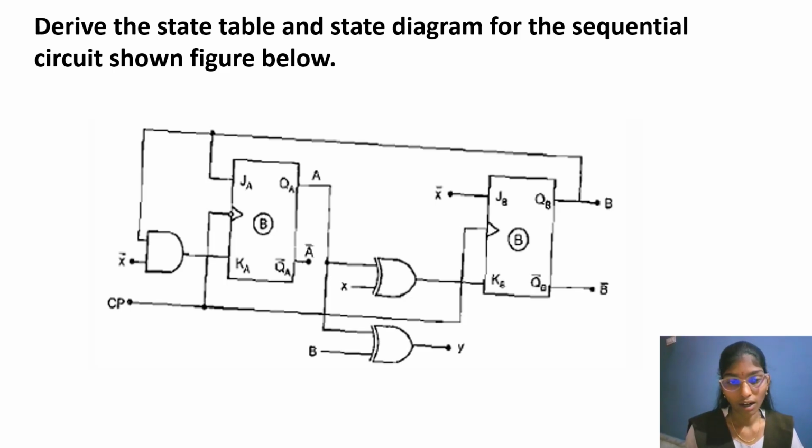To understand the analysis, we will discuss one example: the state table and state diagram for the following sequential circuit. Here, the circuit output depends on the present states only. If the output depends only on the present state, then the circuit is called a Moore machine.